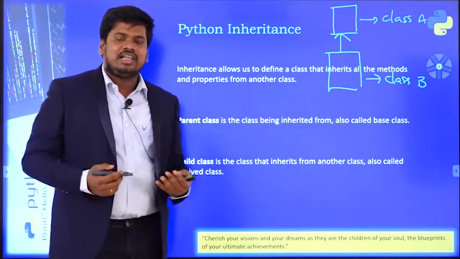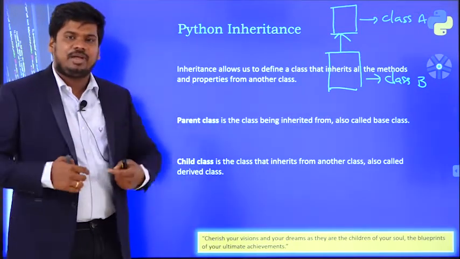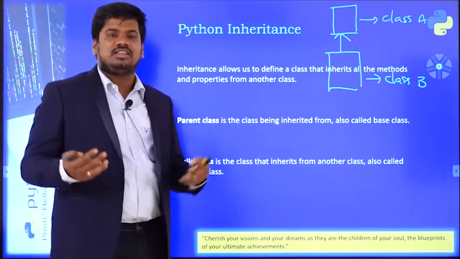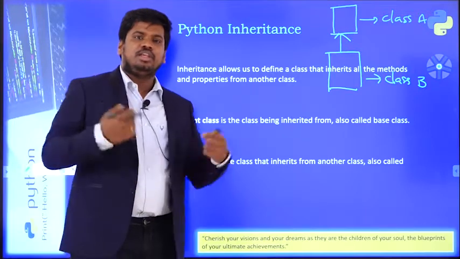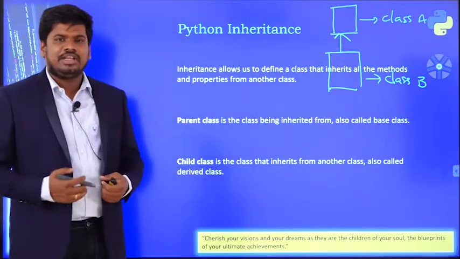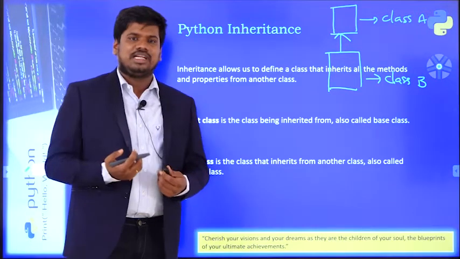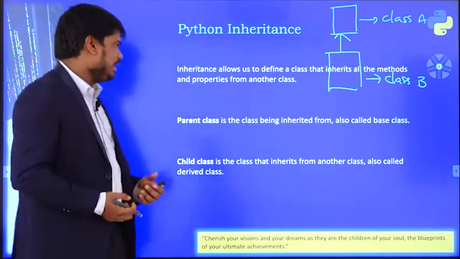So as a result, in simple English, what inheritance is: with the help of inheritance, I can go with reusability. I mean, I can reuse my lines of code any number of times, n number of times. That is the main purpose of inheritance.